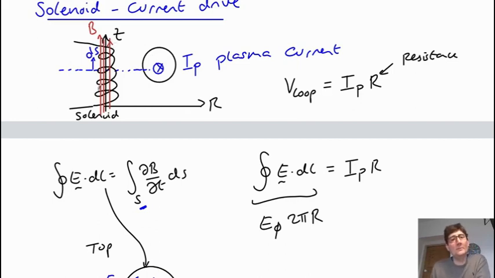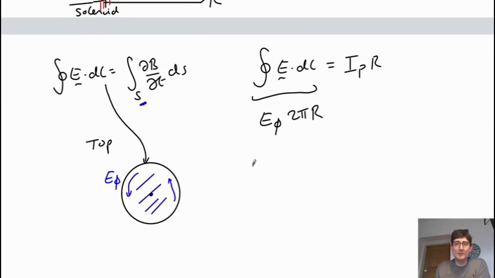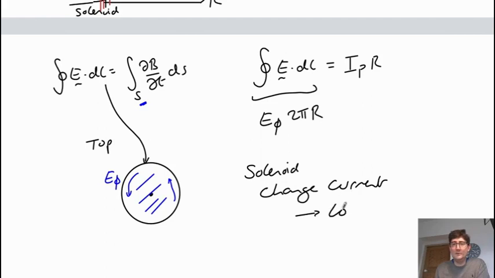Note that the magnetic field, which is inside the solenoid, does not directly affect the plasma. So at least if the solenoid is long enough, the plasma is not directly influenced by this magnetic field. The purpose of this magnetic field is just to change in time and drive a voltage. So solenoid, so that creates a magnetic field inside the solenoid. So changing current, and that leads to a loop voltage. So it's like a transformer.